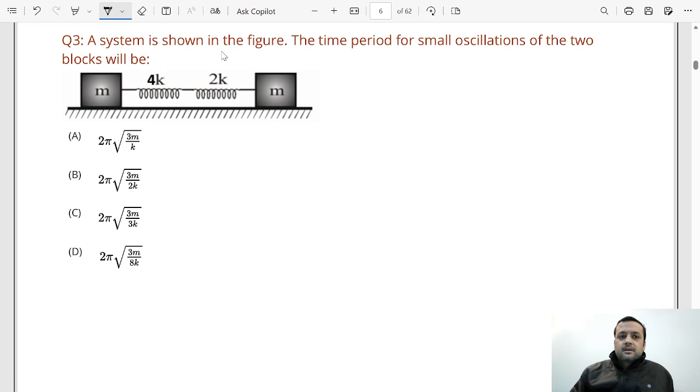This is a system which is shown below. The time period of oscillations of two block system. Now you might recall a standard result that suppose this is a block M1 and suppose this is a block M2. Okay, and they have been connected by a spring constant K. So basically here the oscillations happen in the center of mass frame.